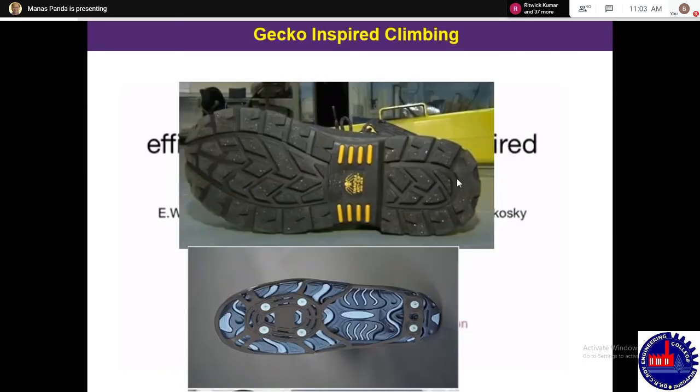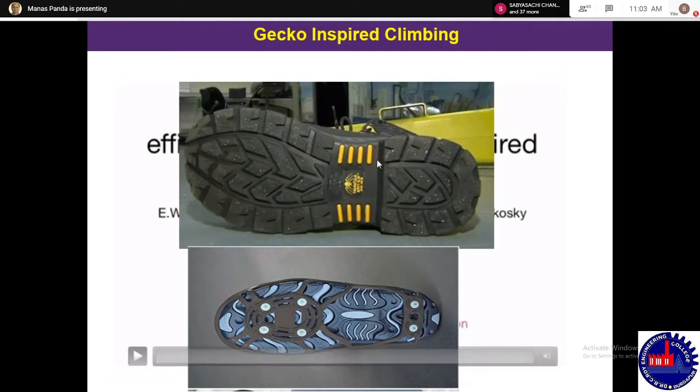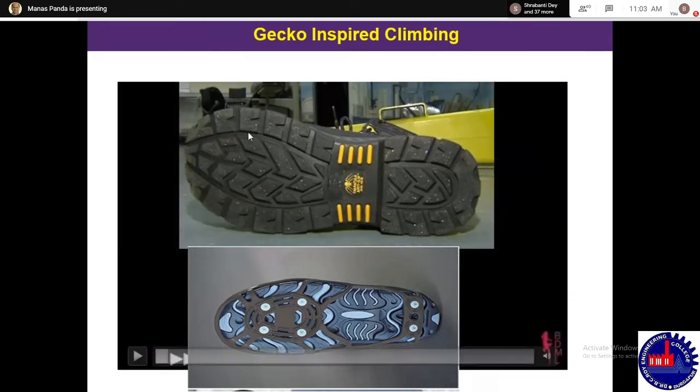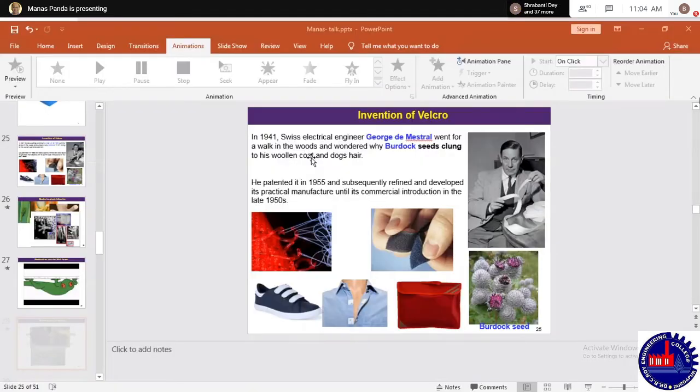Okay. And based on that principle, there are many trekking shoes which have been developed utilizing the technology adopted from the gecko, so that they do not slip on the surface when you are going trekking.